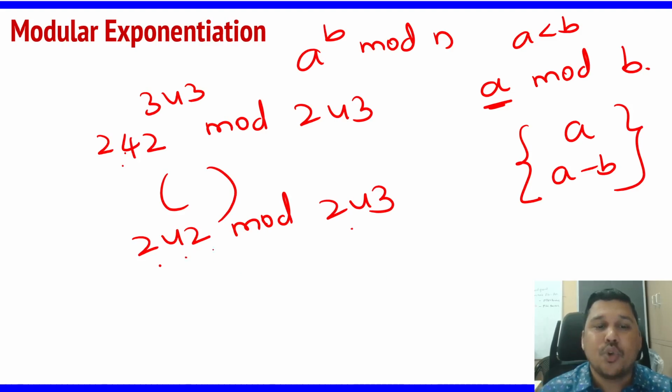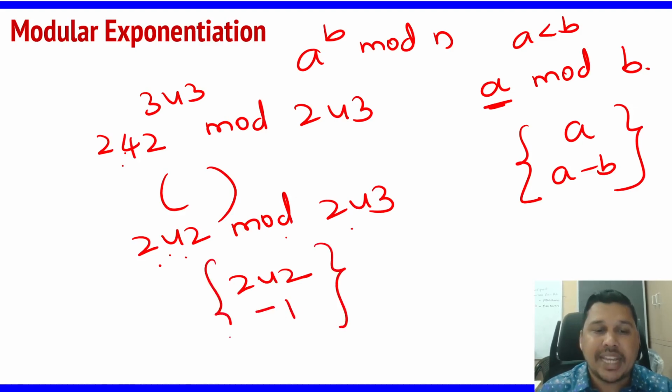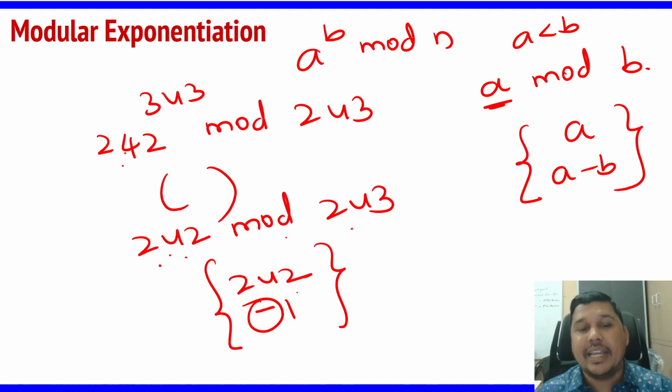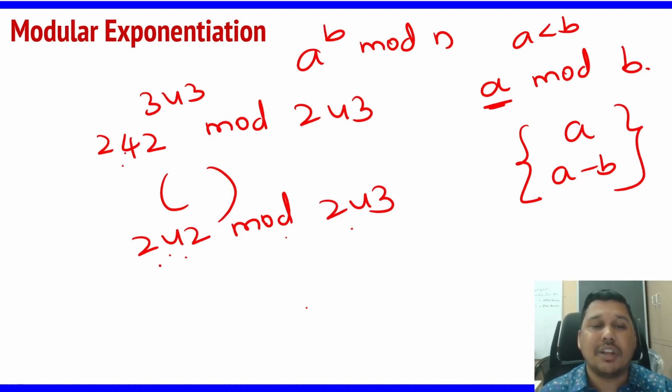In this case, 242 mod 243, one answer is 242, the other one is 242 minus 243, that is minus 1. Among these two, which one do you choose? Numerically, ignoring the sign, we have two numbers, 1 and 242. Which one is the least number? 1. Therefore, the solution for 242 mod 243 will be minus 1. I take the smallest number, ignoring the sign while comparing, but I take the minus sign as it is. So this value is minus 1.